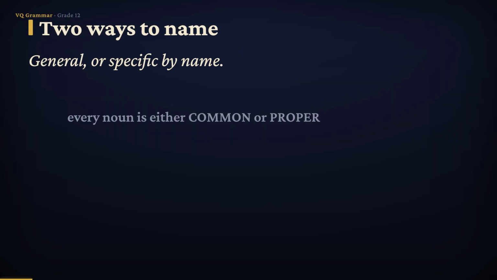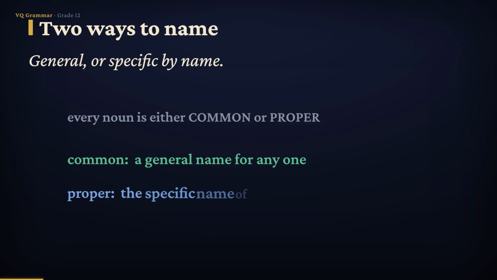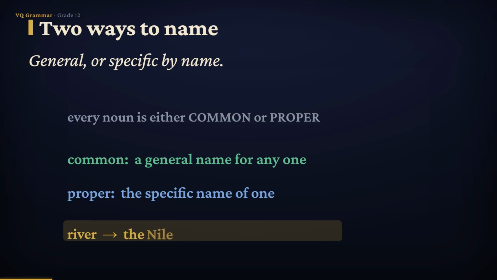Here's the big idea. Every noun you meet is either common or proper. A common noun is a general name. It labels any member of a group without singling one out. A proper noun is the opposite. It's the specific name of one particular person, place, or thing. Think of it as the difference between a category and a name tag. River is common. The Nile is proper. Poet is common. Maya Angelou is proper. Same thing named twice, once in general, once by name.